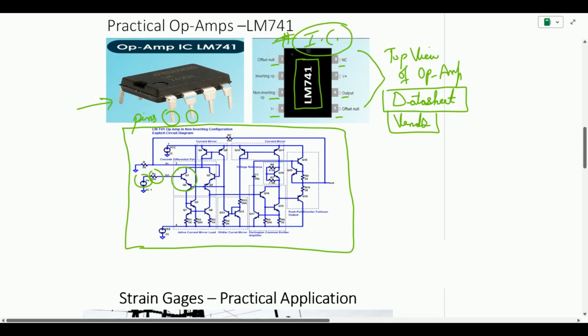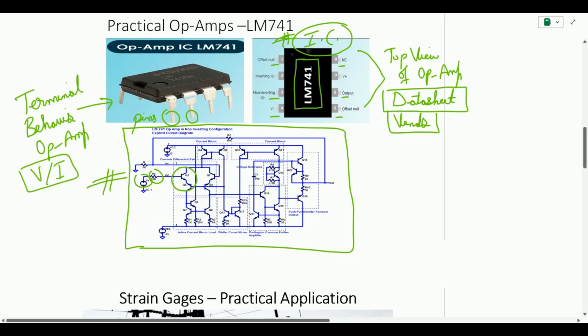Luckily for you, in this course we are not going to study what is happening inside the IC or the op amp. We are just going to stick to the terminal behavior. Our main goal for this course and this chapter is to study the terminal behavior of the op amp, which means we are only going to study how the voltages and currents behave between these pins, at the input and output pins, and we are not interested in the internal working of this circuitry.